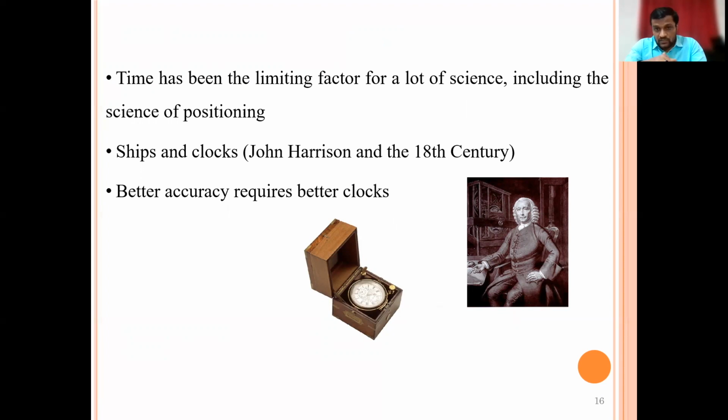When we talk about GPS technology, time has been the limiting factor for a lot of science. So timely, accurate information is very important when we talk about real world coordinates. For that, in GPS satellites, we use more accurate clocks for getting more precise information, for getting a more precise location of any object.